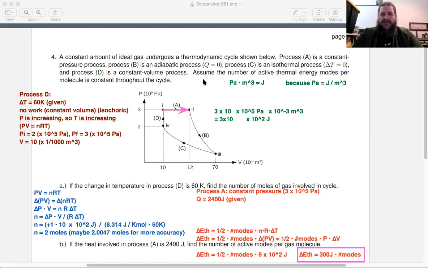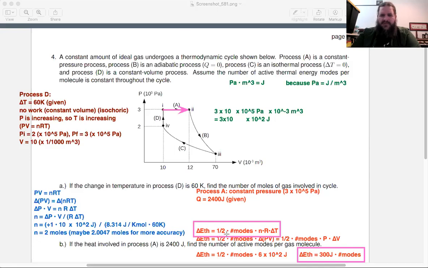It only works for gases, of course. For solids and liquids, this wouldn't apply. You'd have to use the nR delta T times half the number of modes formula. But it's a very useful substitution if you're working with a gas. And in general, half times the number of modes times nR delta T works for any substance, no matter what the phase is.